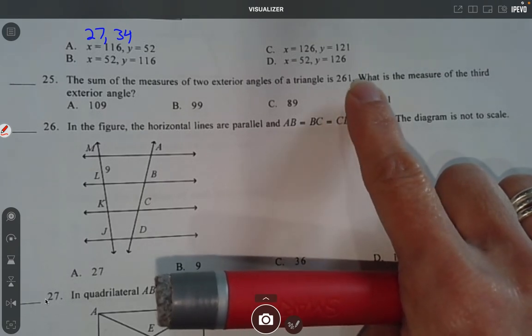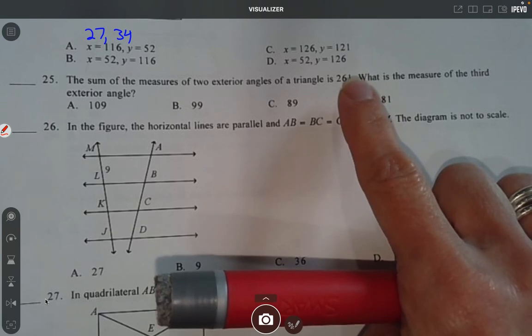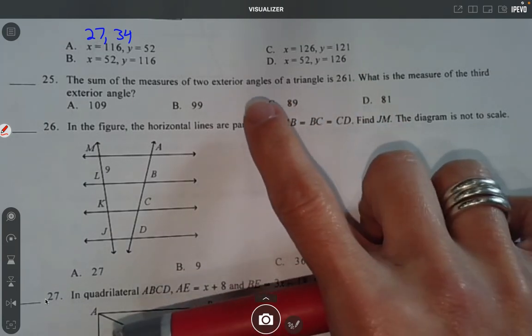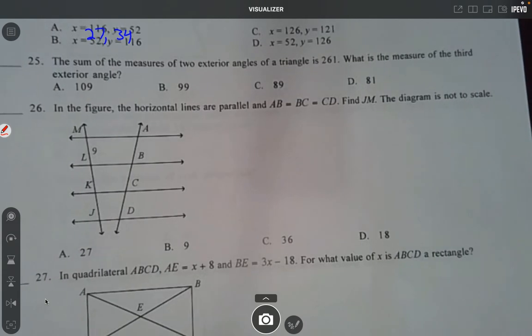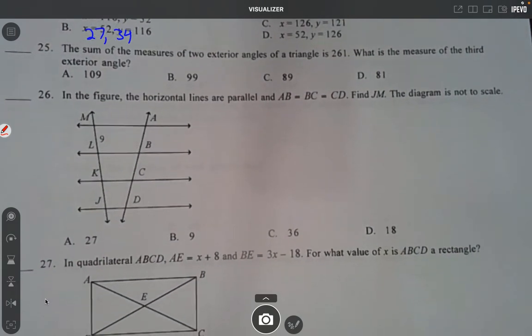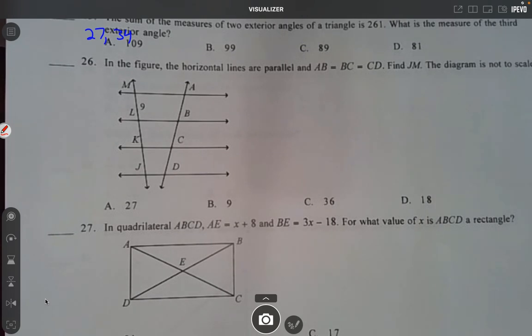Okay. So it is going to be 360 minus 261, and what is that? 99. Okay. And you just have to remember that exterior angles add to 360. Okay. 26 is also a really good one.